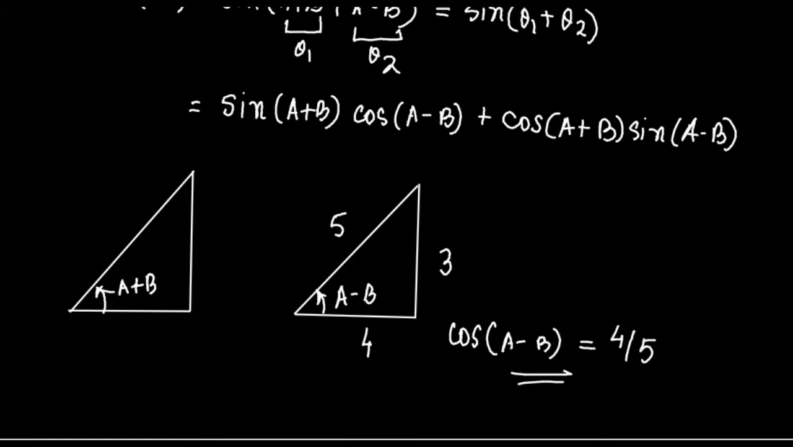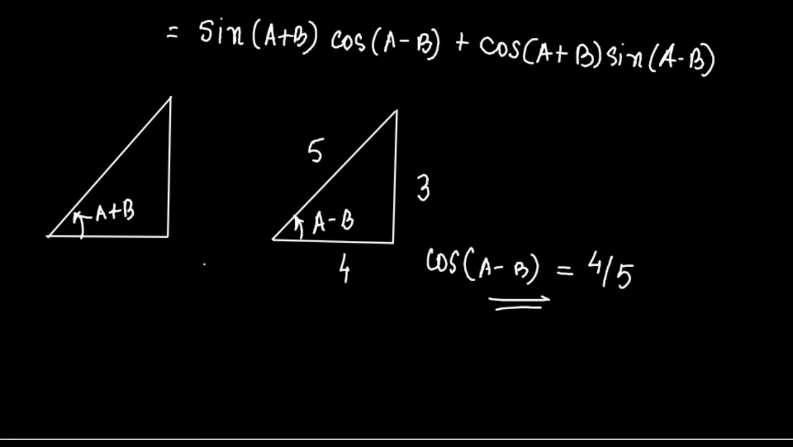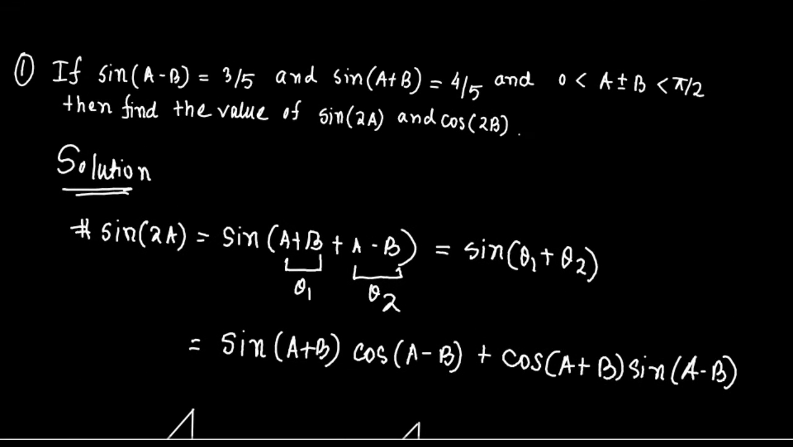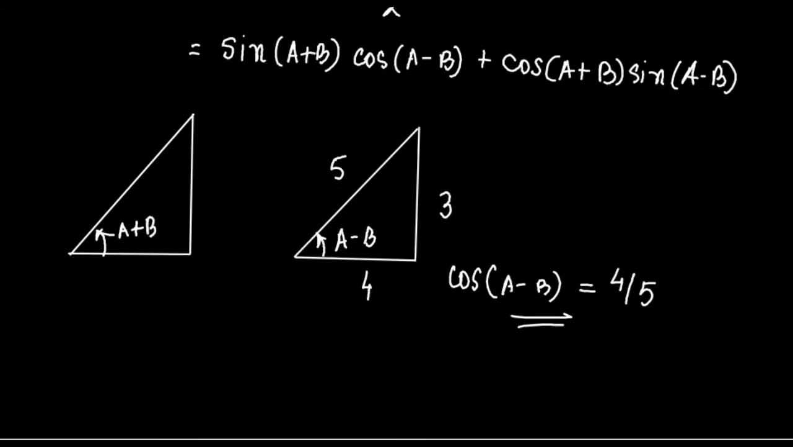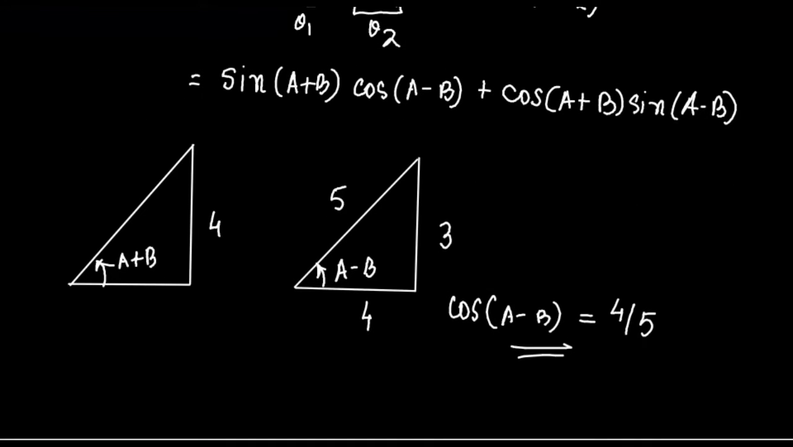Now, sine of a plus b is given what in the question? It is given 4 by 5. So in the case of a plus b, this perpendicular is 4 and this hypotenuse is 5. So obviously the base will be 3. So in this case, cos of a plus b is equal to 3 by 5. Now we can put these values and get the result.